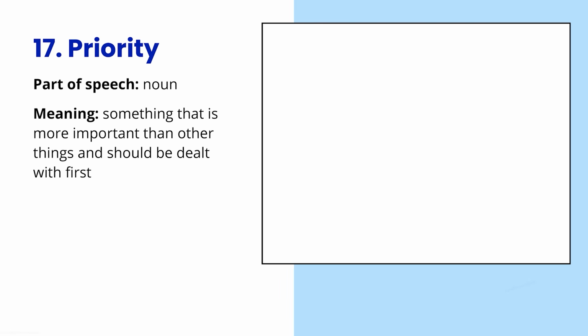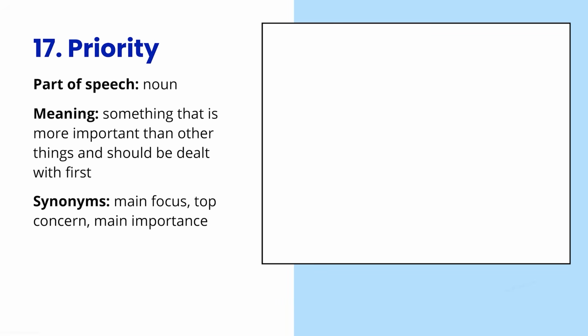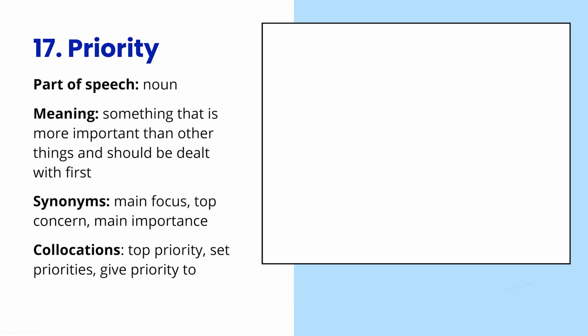Moving on to 17, which is priority. Now, a priority is a noun, and it's something that is more important than other things and should be dealt with first or should be handled first. Synonyms: main focus, top concern, main importance. Collocations: top priority. So this means something is the most important thing. Set priorities. So this means to decide what is important. Give priority to. This means to make something more important than other things.